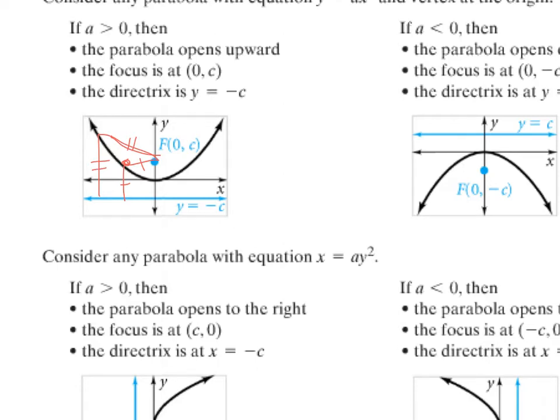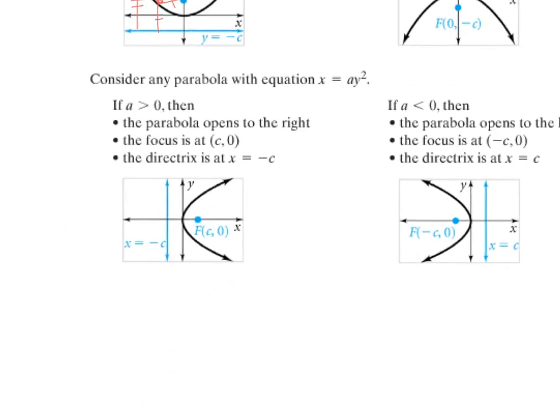So the focus is always inside the parabola, and the directrix is always outside the parabola. If you have a parabola that's opening up or down, the directrix is a horizontal line, so that's why it's y equals. If you have a parabola that's opening side to side, left and right, the directrix is always a vertical line, which is x equals. See how the focus is inside the parabola in both these situations?